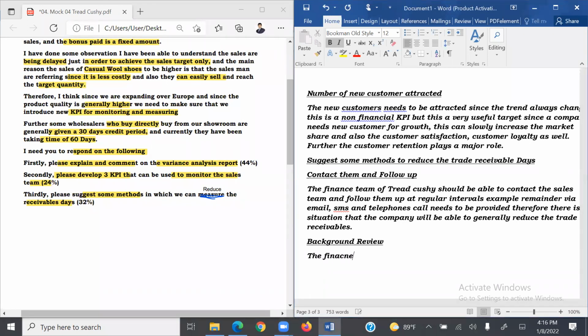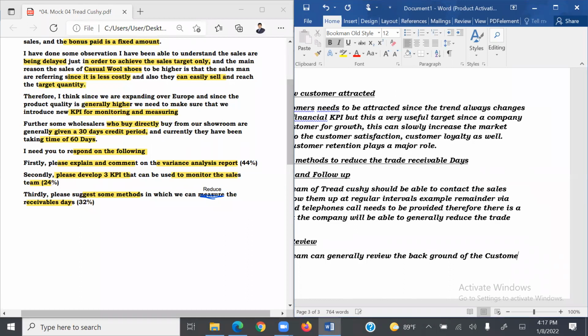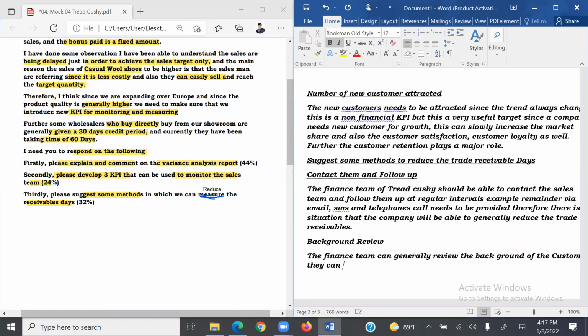The finance team can generally review the background of the customers. They can check the credit rating, the credit scores, the credit histories, any assets or properties they have for compensation.